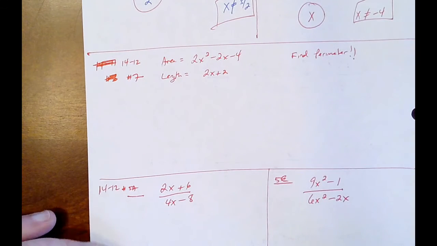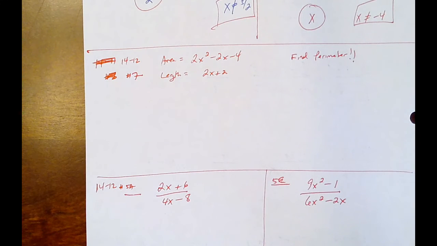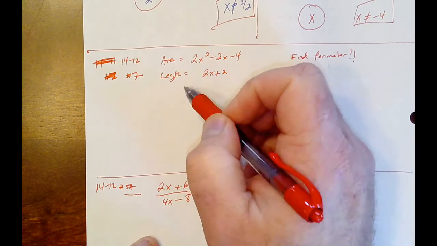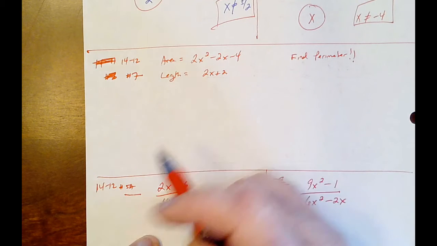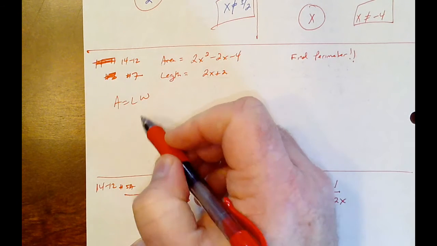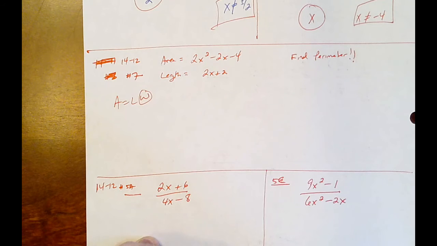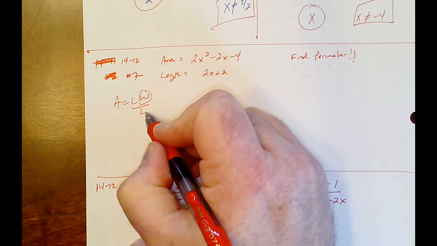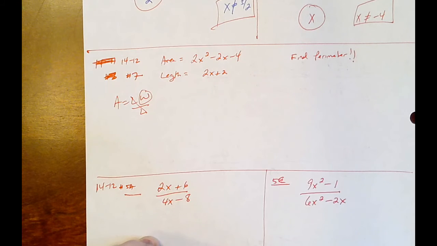Page 1412, you have the perimeter problem here. So you have area and length. I set up like this with area on top, and underneath I put length. Because if you take the area formula for a rectangle, area is equal to length times width. They're asking you to find the width first. The way to get width by itself is to divide L by L so it cancels out.